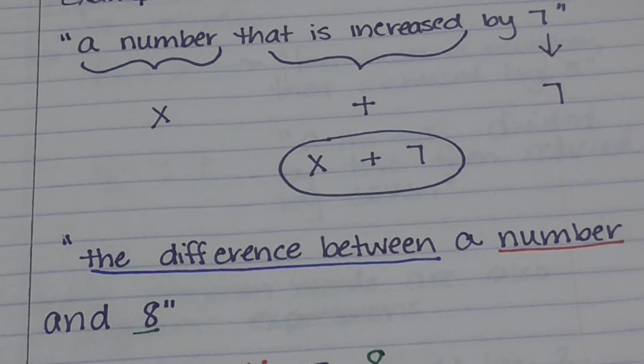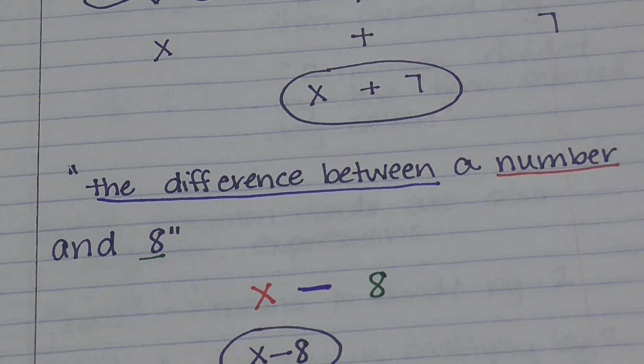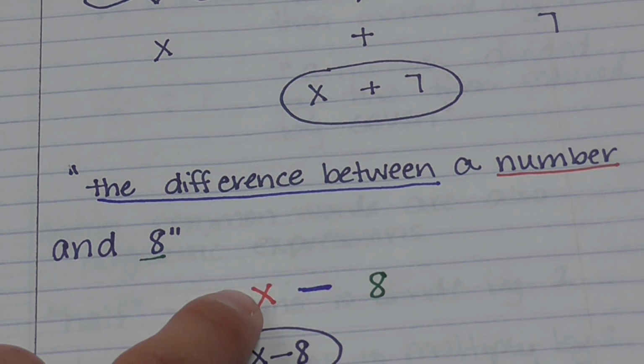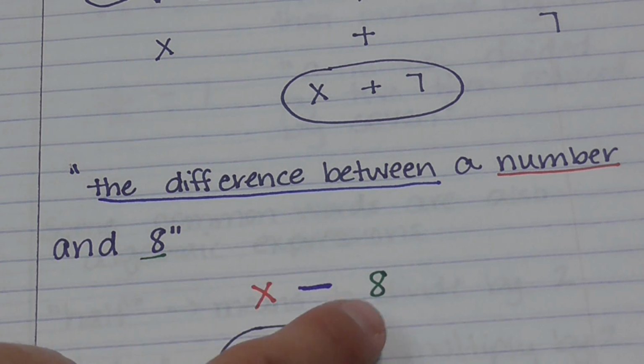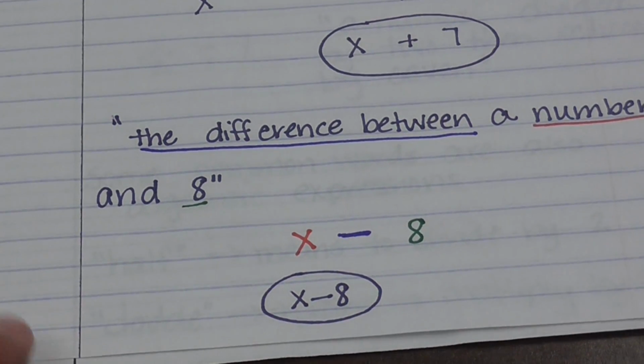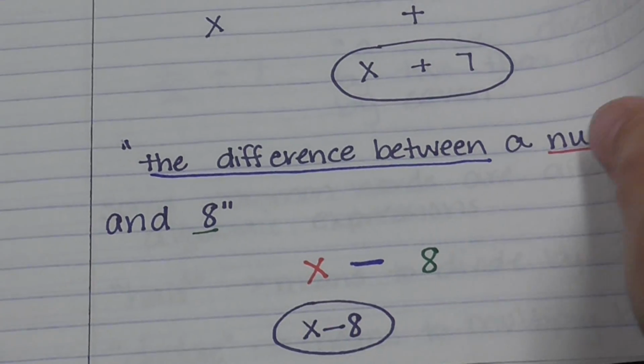Okay? The difference between a number and 8. Well, here's your number. Difference between being your minus sign, there's your constant, 8. So that's just x minus 8.